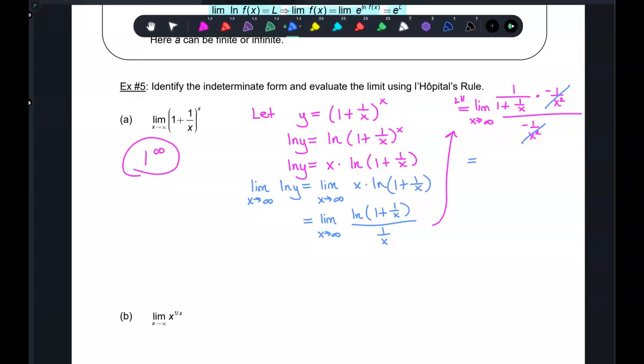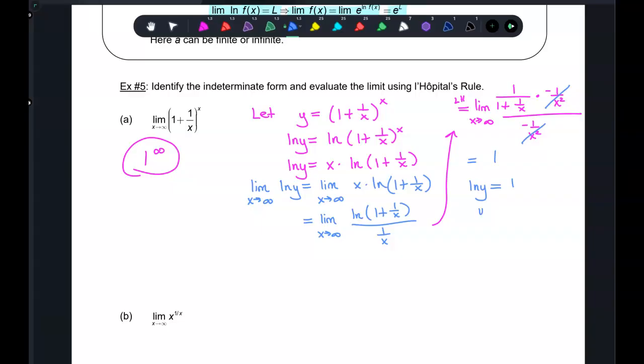Right? 1 over 1 plus 0. So we get 1. Now we've evaluated the limit as x goes to infinity. So now we go back. Remember how natural log of y was equal to that limit? So natural log of y equals 1.